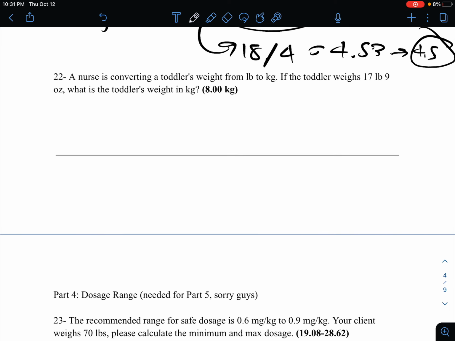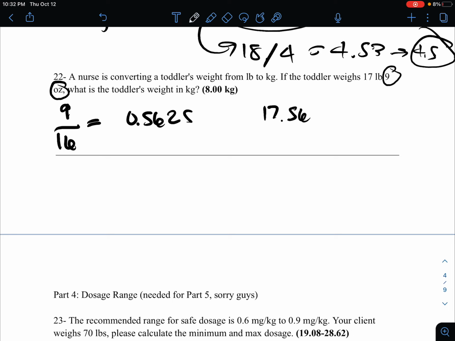Okay, a nurse is converting a toddler's weight from lb to kg. If the toddler weighs 17 pounds and 9 ounces, what is the toddler's weight in kilograms? Okay, so this goes back to our conversions. So 9 divided by 16 will give you the pounds. So 9 divided by 16 is 0.52, right? You want to convert ounces here, because this is ounces to pounds. So we'll go ahead and do 17.5625 divided by 2.2, which will give us 7.98. And if we round that to 8.00 kilograms, that's how you do that question right there.